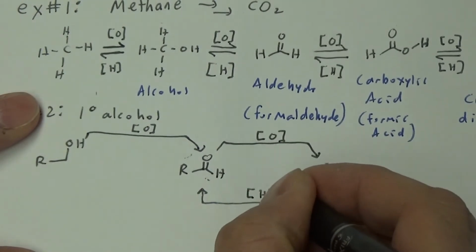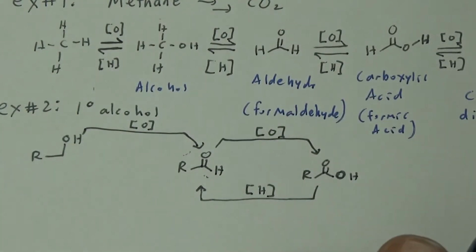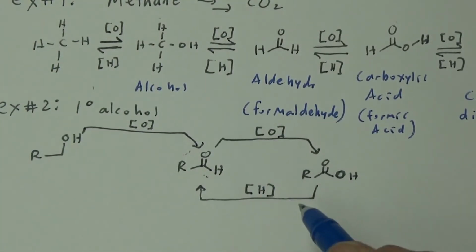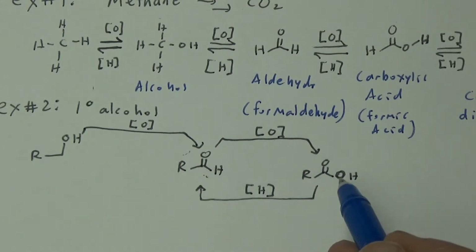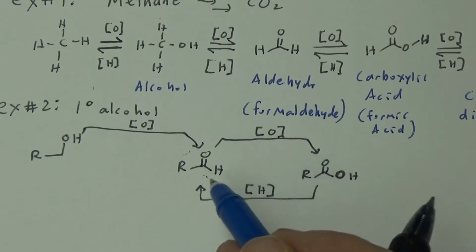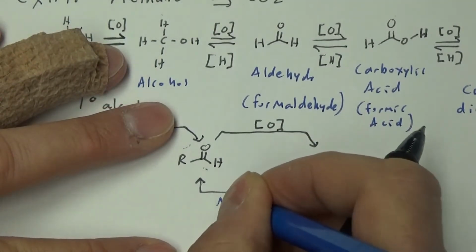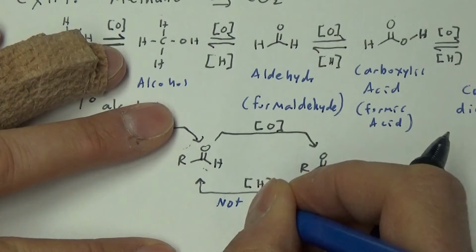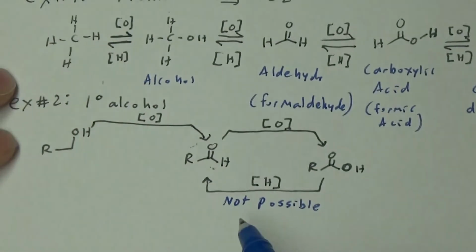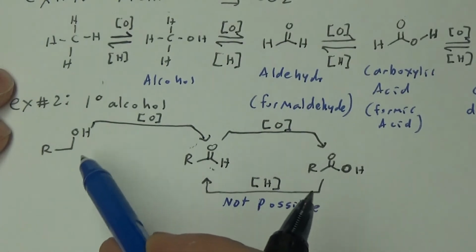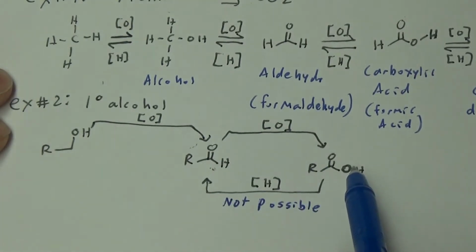Yeah, you can. Now there's some technical problems with some steps that are difficult. It's actually kind of difficult to go from a carboxylic acid directly to an aldehyde, and we'll explain that in more detail as we go along. So this step is actually impossible. The other steps are totally possible. It's easy to go from a primary alcohol to an aldehyde, aldehyde to carboxylic acid.